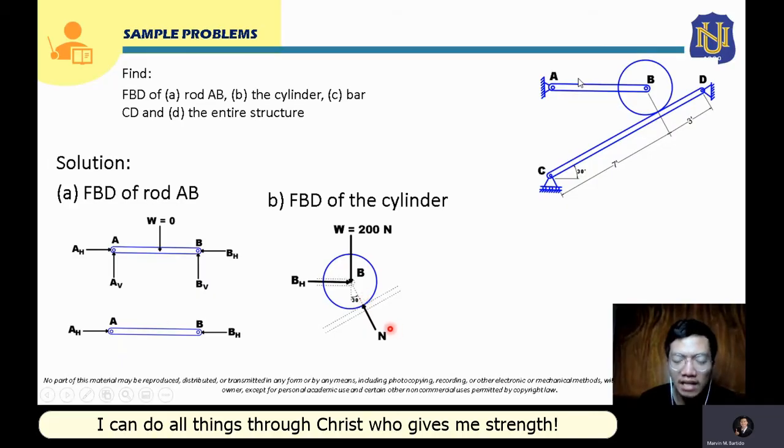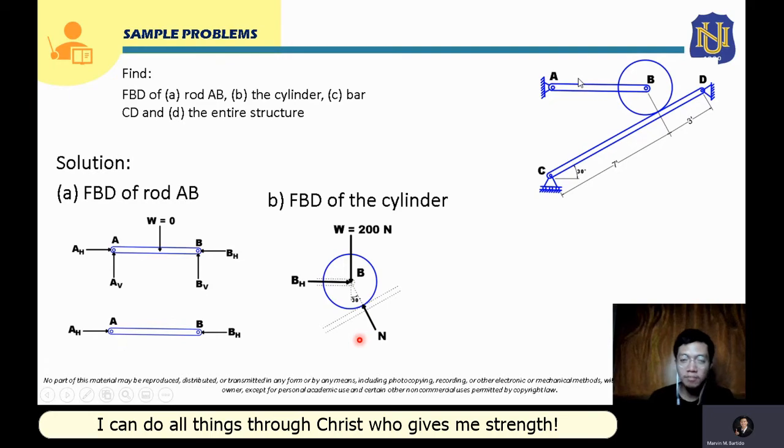If we extend the line of action of this normal force, it will actually pass through the center of the circle. So all these forces, this BH, W, and this normal force, will all meet at the center of this cylinder. So this will form a concurrent force system, right? This will now be the free body diagram of the cylinder.